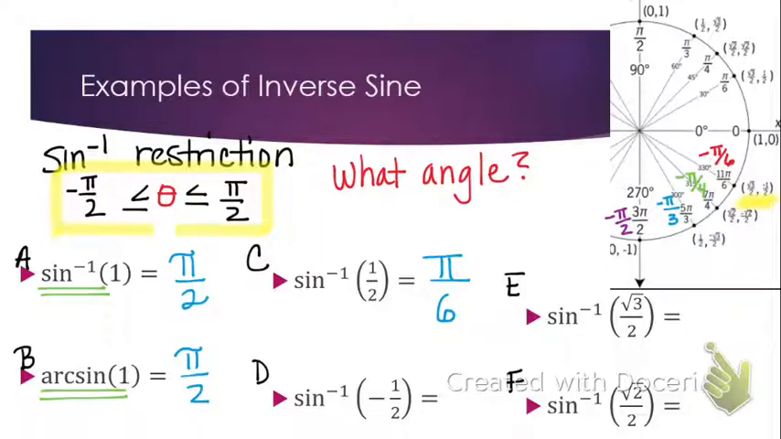So when I ask you what angle has a sine value of negative 1/2, the correct answer is negative pi over 6, because negative 30 degrees falls between negative 90 and 90. So negative pi over 6 is the answer to question D.